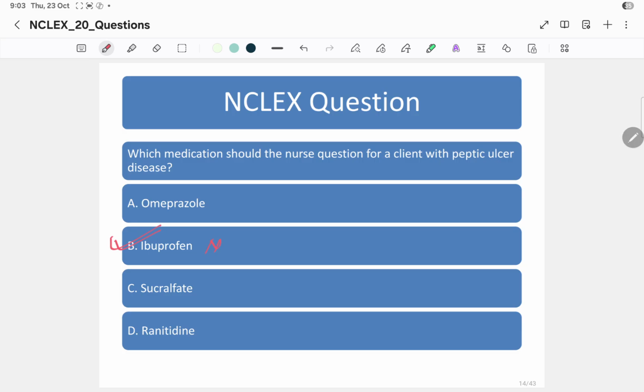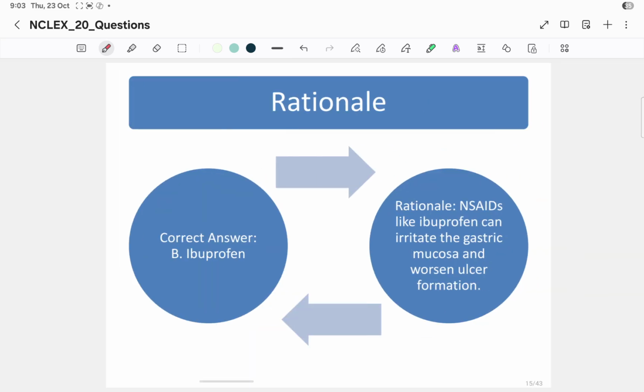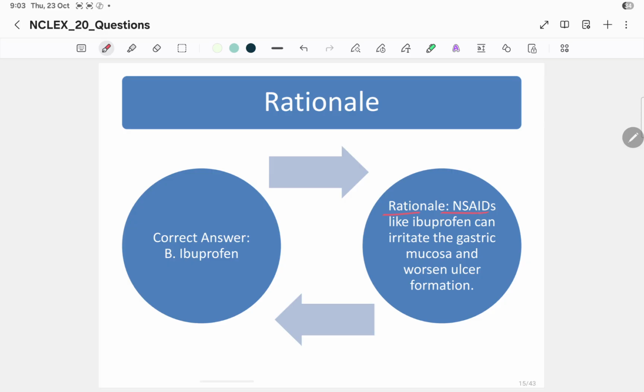Ibuprofen belongs to NSAIDs, non-steroidal anti-inflammatory drugs. Okay, so why is ibuprofen not given? Because it irritates the gastric mucosa. Okay, rationale: NSAIDs like ibuprofen irritate the gastric mucosa and worsen the ulcer formation. So in peptic ulcer conditions, we should not give ibuprofen.